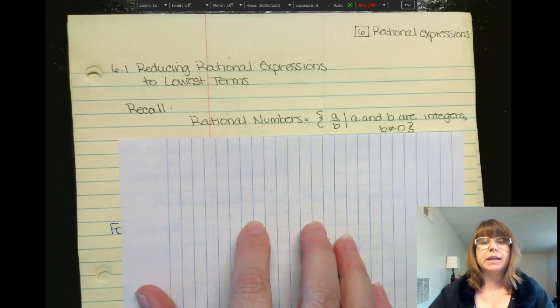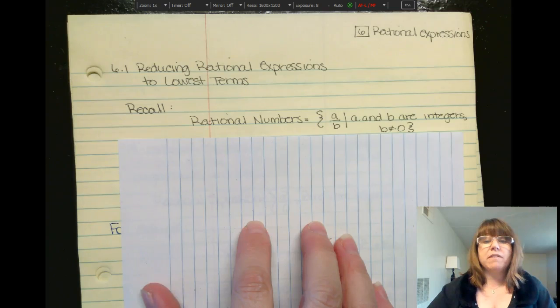A rational number is in the form of a over b, where a and b are real numbers, are integers, and b is not 0. So the numerator can be any real number, and the denominator can be any real number besides 0.